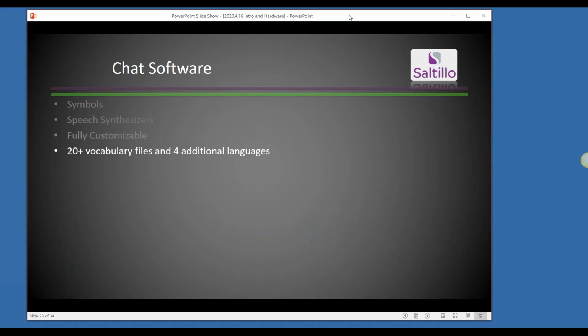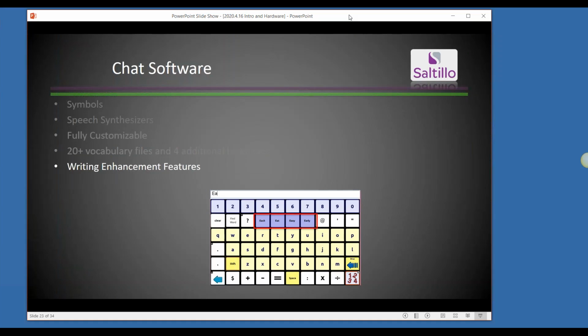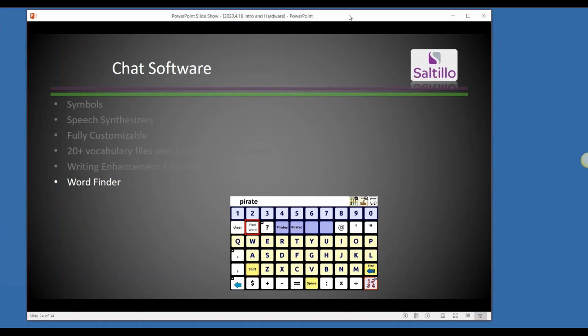We have over 20 different vocabulary files that come on the Nova Chat, which are fully customizable, and some have writing enhancement features such as word prediction or abbreviation expansion. More on this in a different training. Some vocabulary files have a word finder feature, which allows you to find the word that may already be programmed within the vocabulary file.